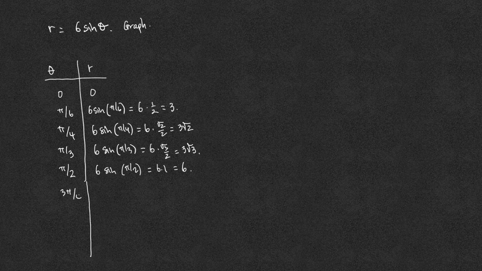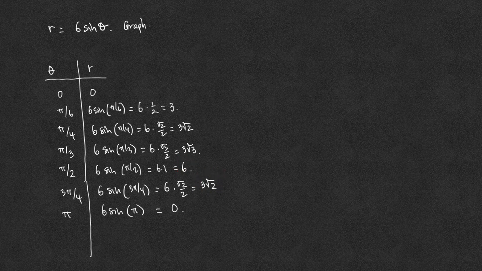3 pi over 4. 6 times sine of 3 pi over 4 is 6 times root 2 over 2, so this is 3 root 2. And then pi. 6 times sine of pi is 0. We observe that r starts at 0, goes to 3, increases to 3 root 2, 3 root 3, to 6, and then back to 3 root 2.